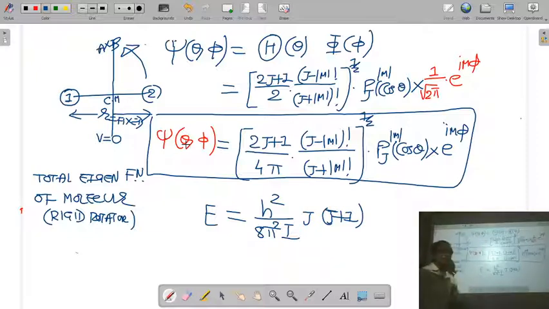In the next lecture, we already obtained the rotational energy of the molecule. From the rotational energy of the molecule, we will discuss the rotational spectra in the next lecture.